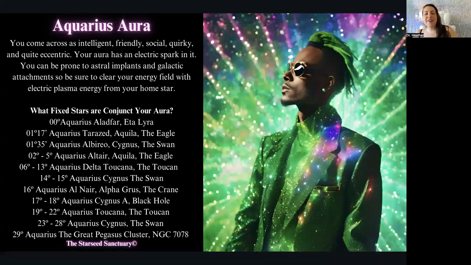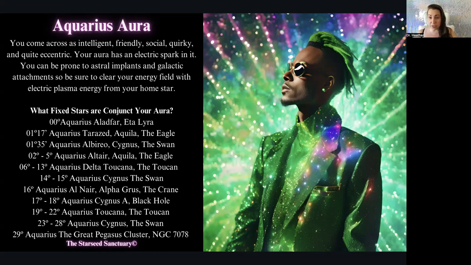All right, Aquarius aura. So if this is your natal asteroid aura placement in the sign of Aquarius, you're generally going to come across your energy as very intelligent, friendly, social, quirky, kind of eccentric, weird in a good way. And your aura sometimes has an electric spark in it. So you can be prone to astral implants and galactic attachments. So it's really important to be sure you clear your energy field with electric plasma energy from your home star.